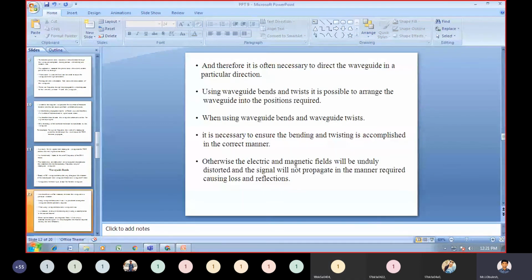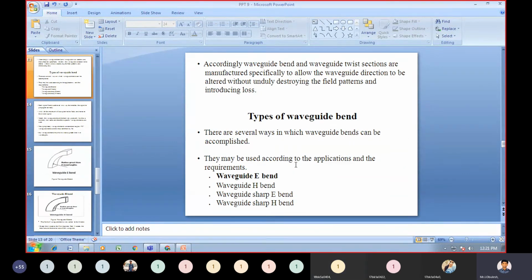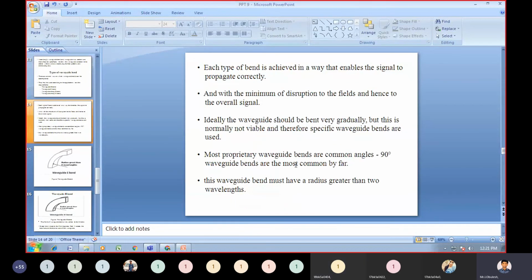Okay. So that only we mentioned here also. This is the types of waveguide bends. We have several waveguide bends, and they may be used depending on the applications and the requirements of the waveguide. Here we have the waveguide E bend, waveguide H bend, waveguide sharp E bend, waveguide sharp H bend. In the waveguide E bend, what you are achieving is the propagation of the signal.